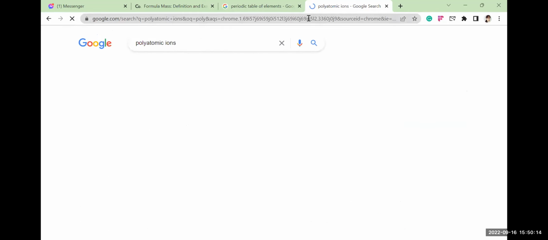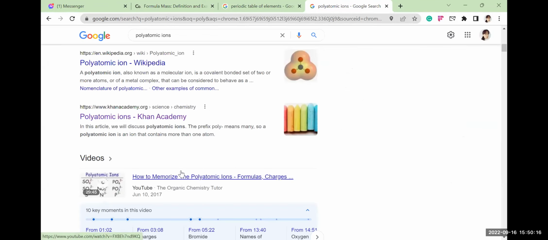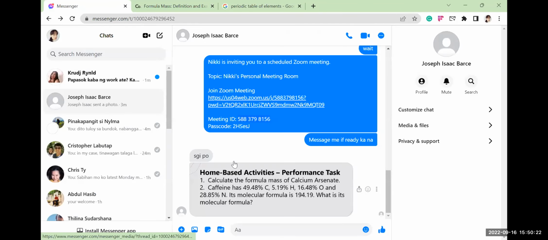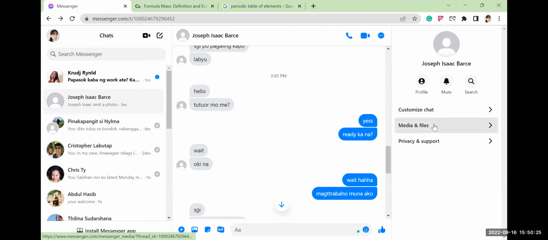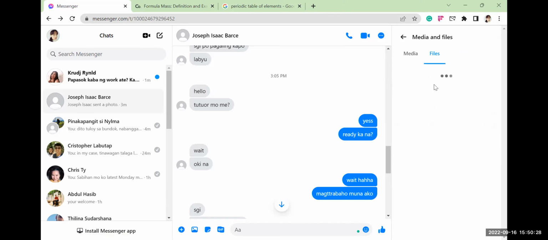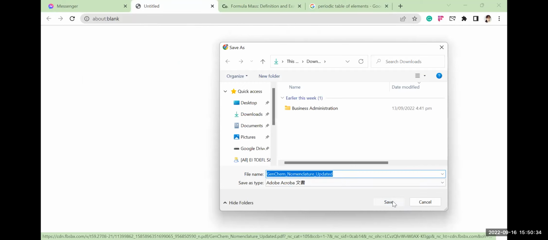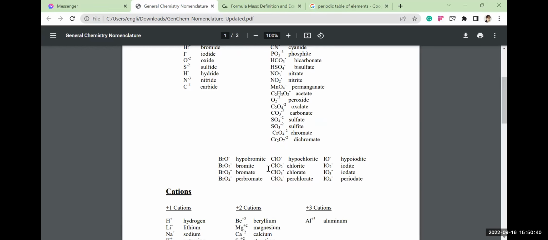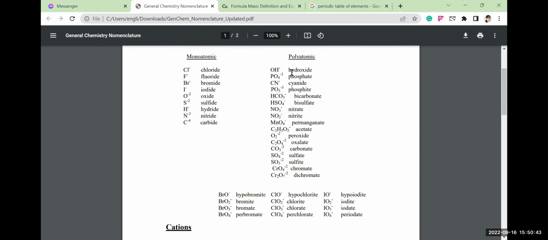Where is the file that I sent you before? Let's see, I'll find that first. The polyatomic ion files, I think. And I think this one, if I'm not mistaken. Yeah, so this one, arsenate. Do you have arsenate here? Because I don't remember it anymore, it's been a long time. It's not there. But arsenate, if I'm not mistaken, right?